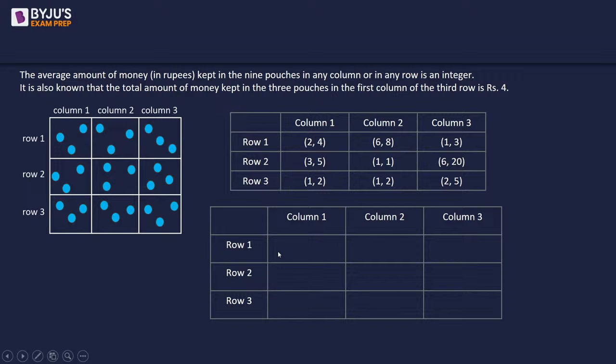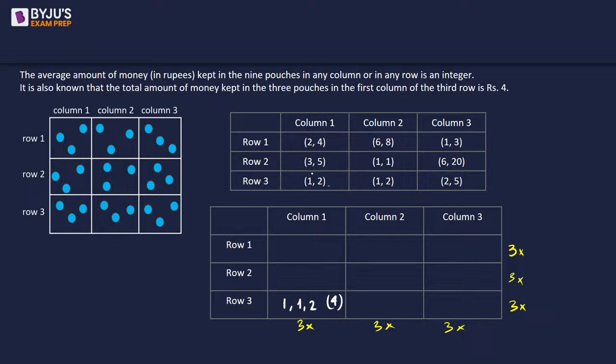Okay, chalo. So we know that the sum of every row and column should be in the table of 3, right? 3 times is what we should have. Now it is given that the total amount of money kept in the 3 pouches in the first column of the third row is 4, and we know that it is 1 and 2. So the only way we can have that is 1, 1 and 2, so that this sum is going to be 4.